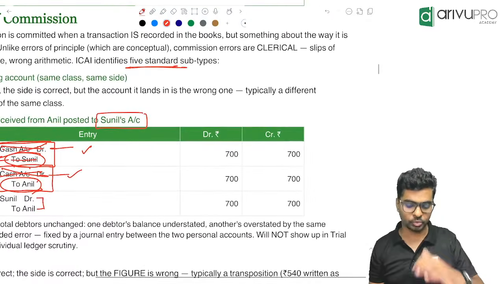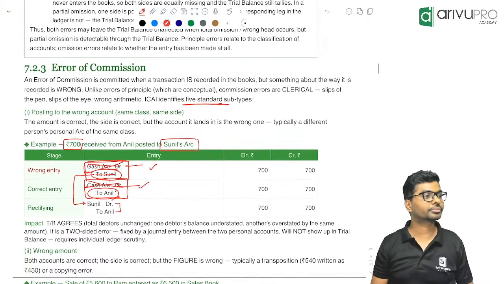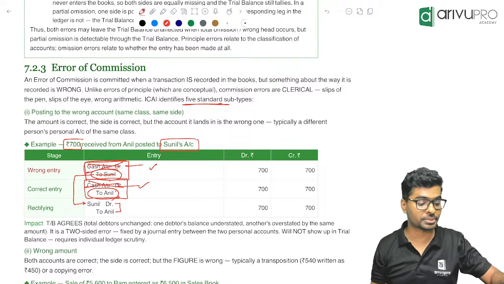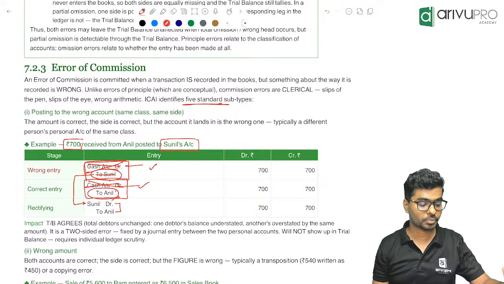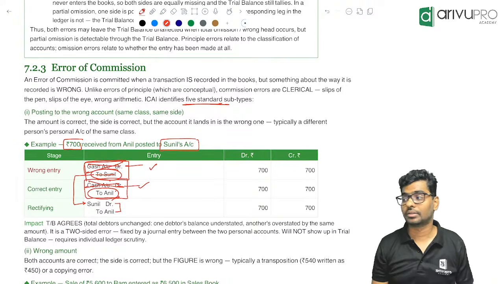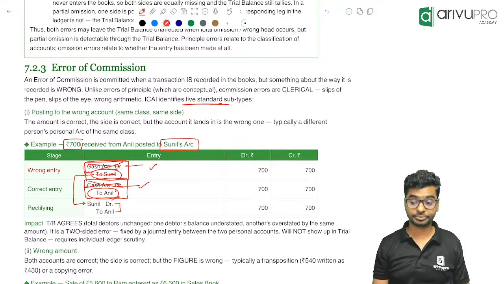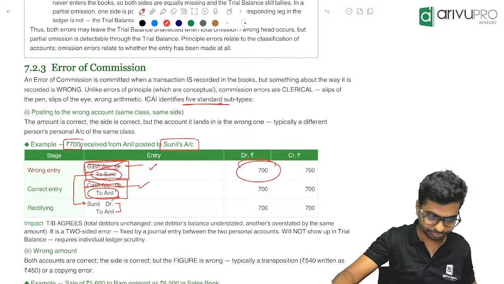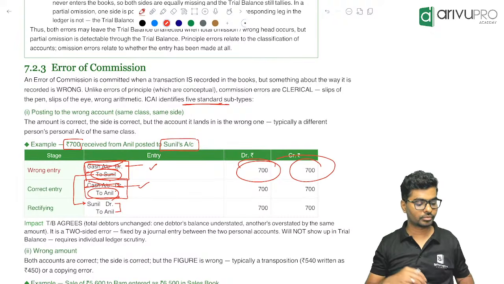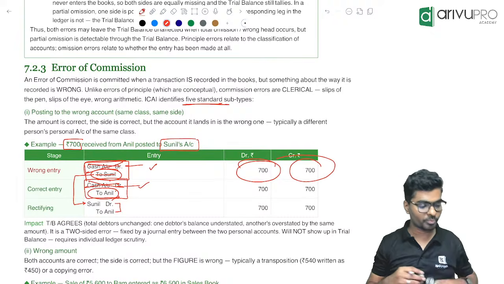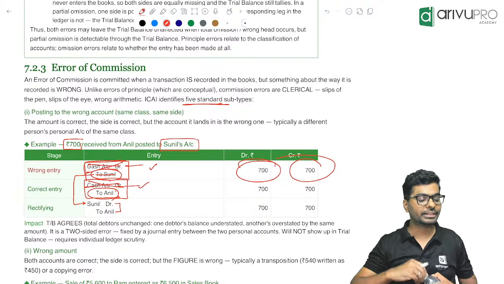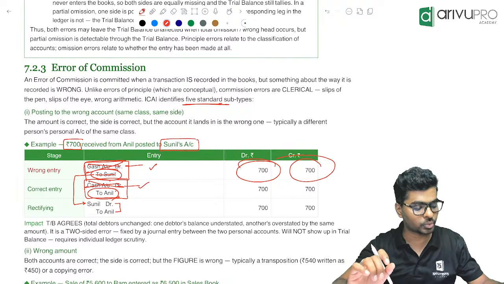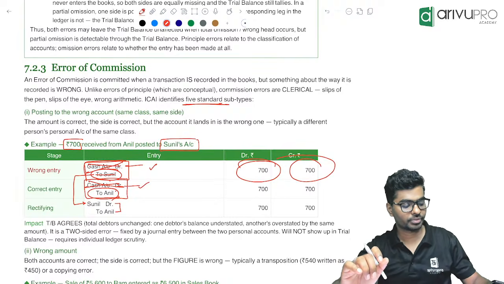Now my question is, will my trial balance tally? Online folks. Yes. Why? Because debit is equal to credit. So my accounts will match. So my trial balance will match.